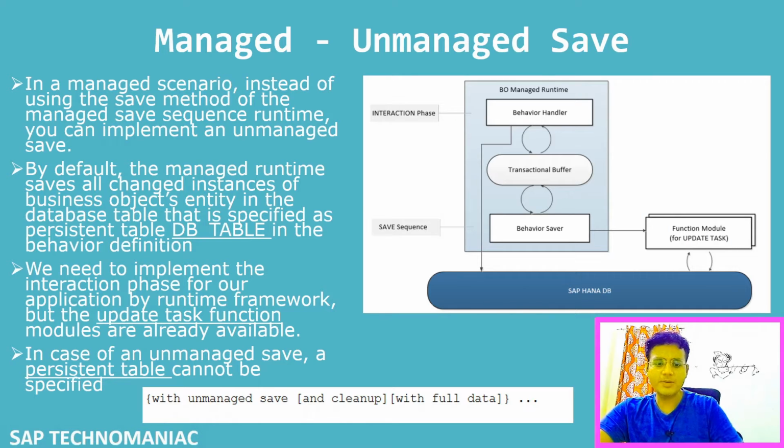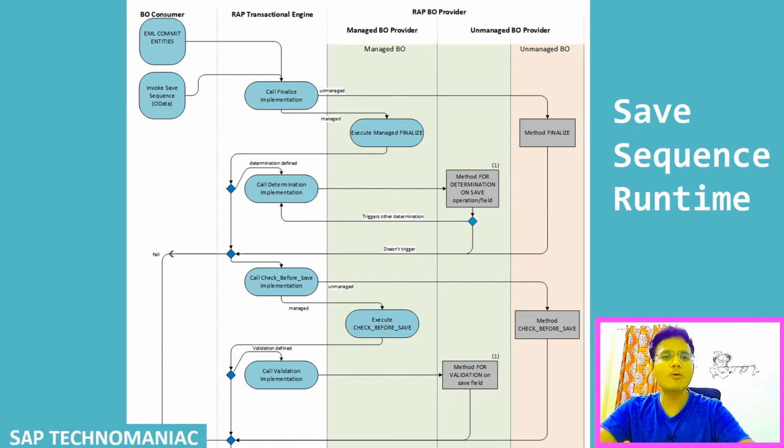So I want to explain this particular save sequence: once the EML commit entity statement is executed, or you invoke the save sequence during the OData call, just by clicking on the create button, what all methods are called. The first method called is finalize implementation, where you can write a little bit of code to finalize your implementation.